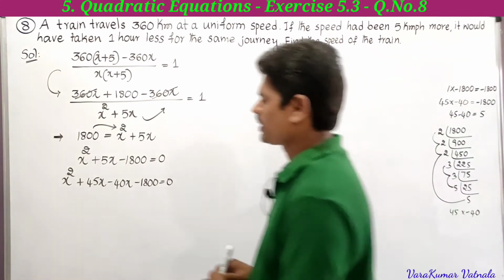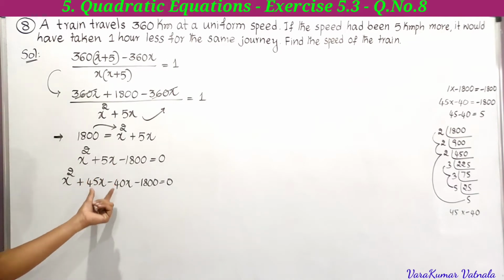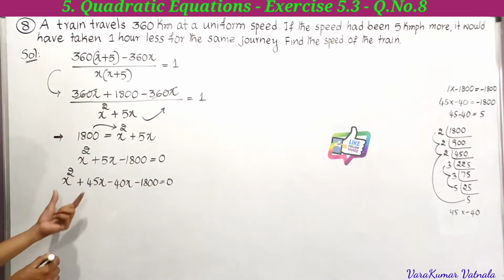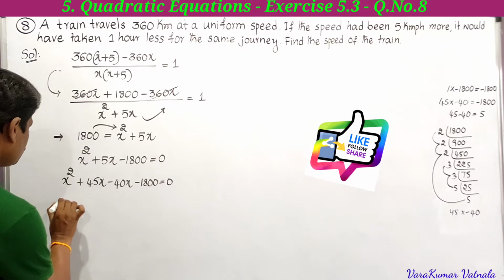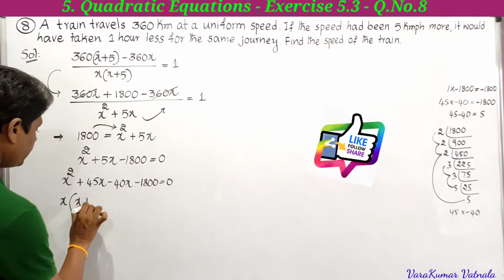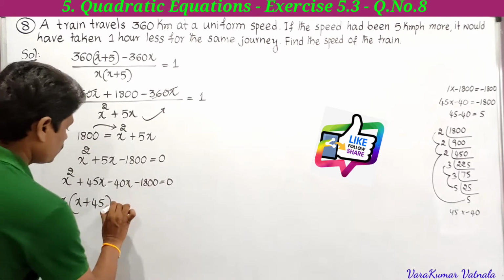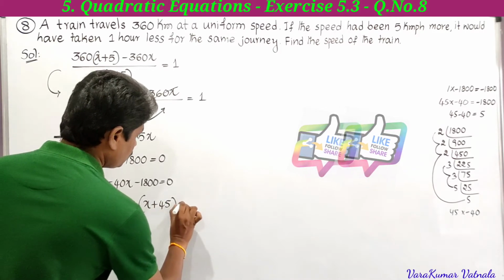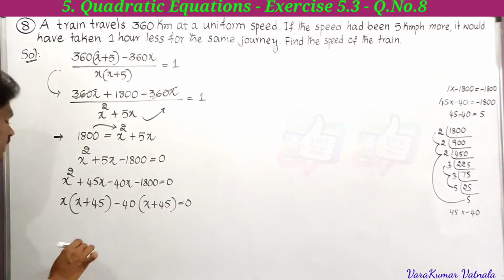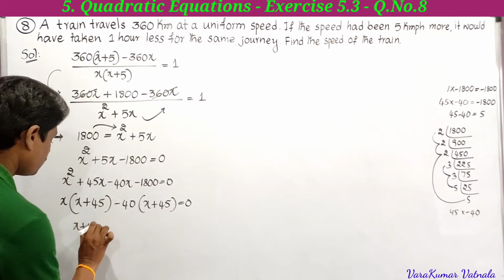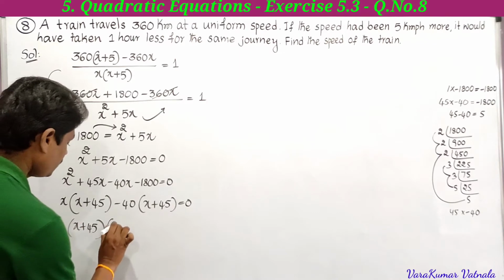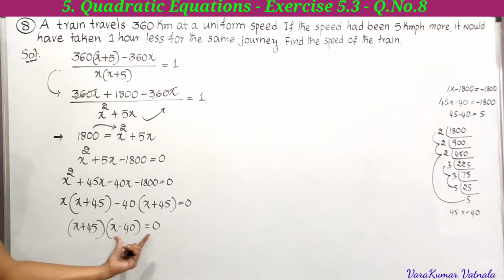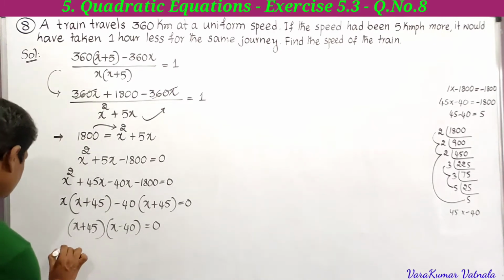So see here, x square as usual, plus 5x can be written as plus 45x minus 40x and minus 1800 equal to 0. So in these two terms x is common. So write x into, so here we get x plus 45. In these two terms minus 40 is common, we get x plus 45 again is equal to 0. So finally we have x plus 45 as common. So take x plus 45 as common. So here x is there, here minus 40 is there, is equal to 0. So x plus 45 equal to 0 or x minus 40 equal to 0.